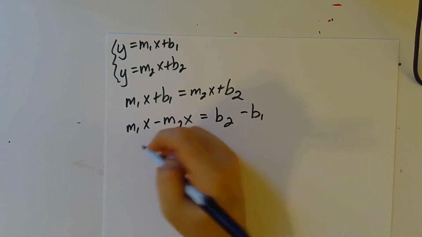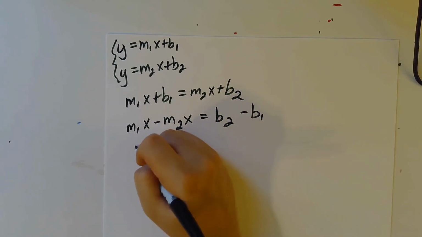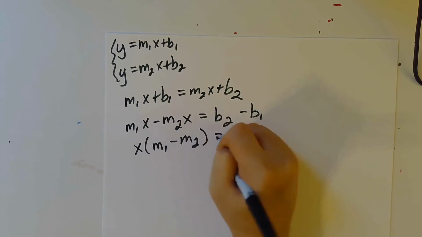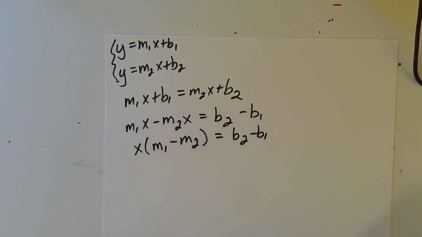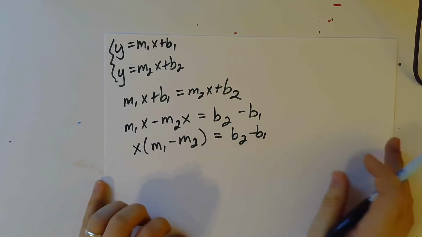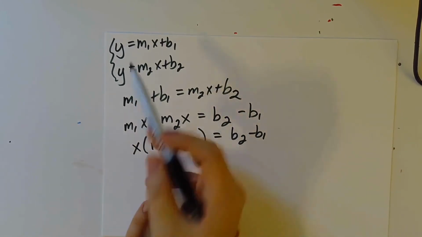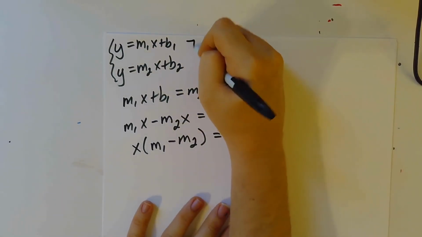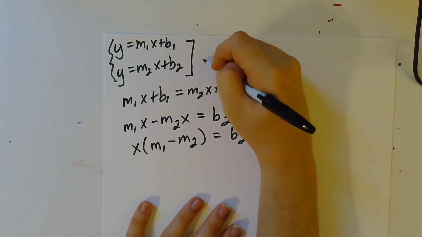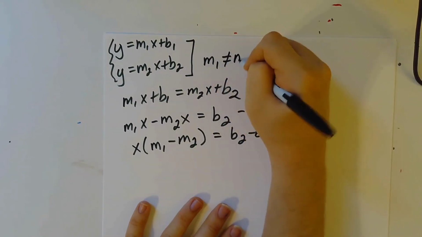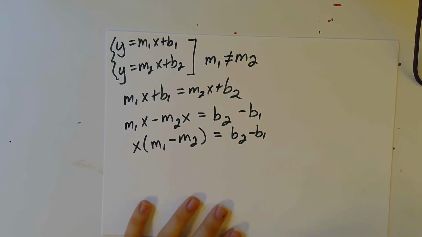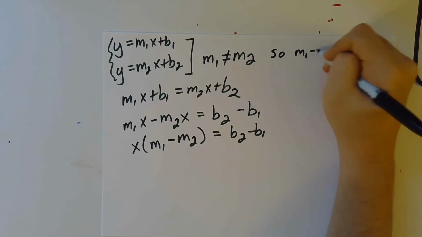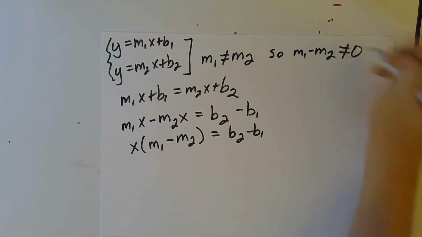And now I'm going to factor out the x using the distributive property that we have previously stated, to b2 minus b1. And now remember what it is we assumed about these lines. We assumed they have different slopes. So the fact that these things have different slopes is exactly saying that m1 is not equal to m2, which means that m1 minus m2 is not equal to 0.